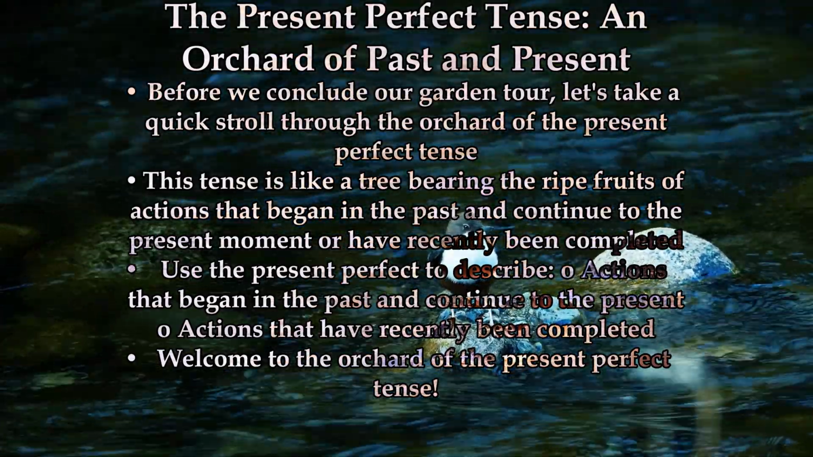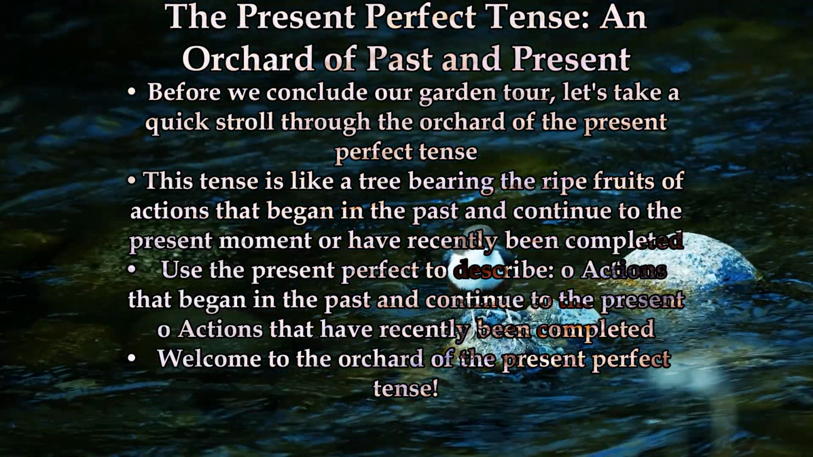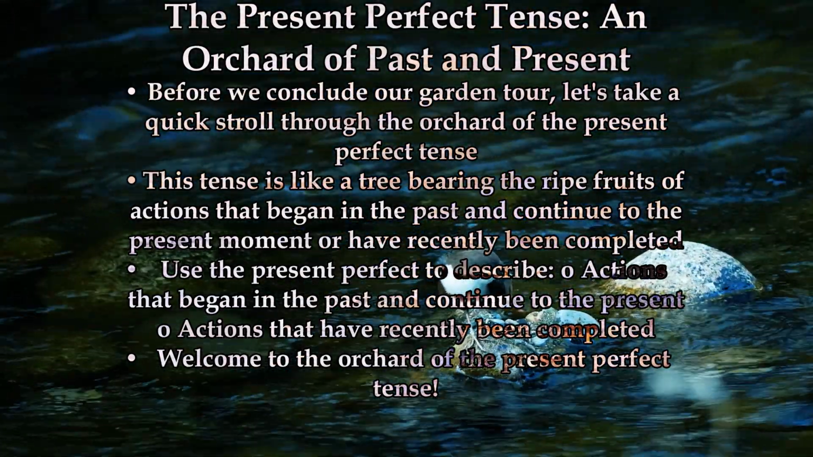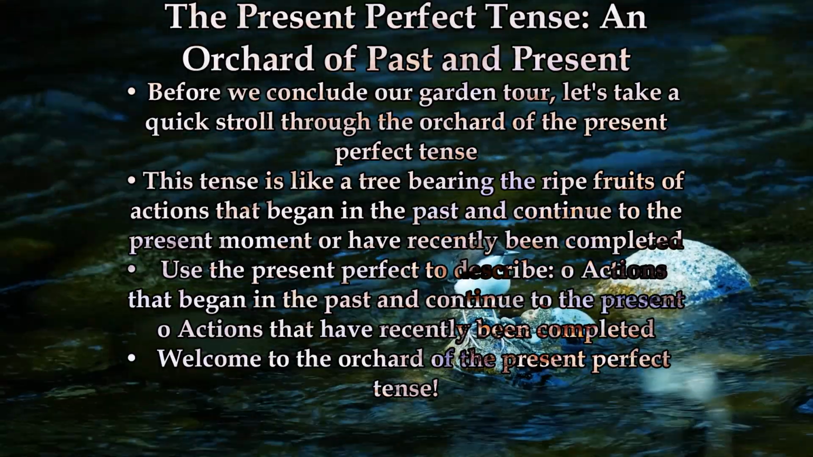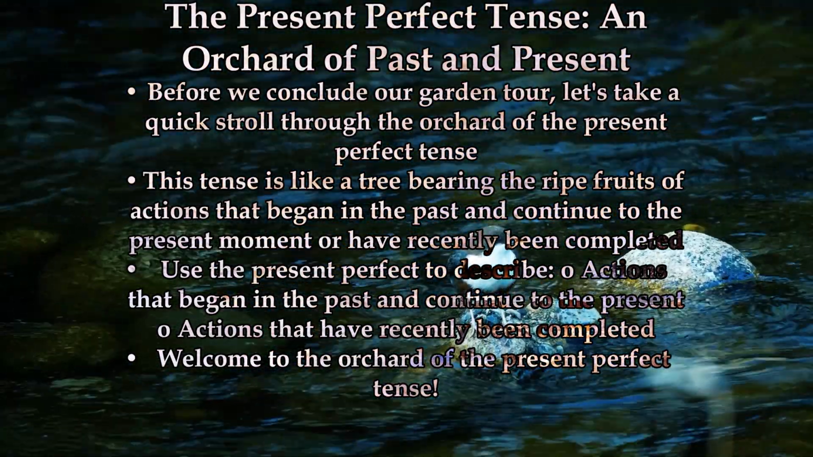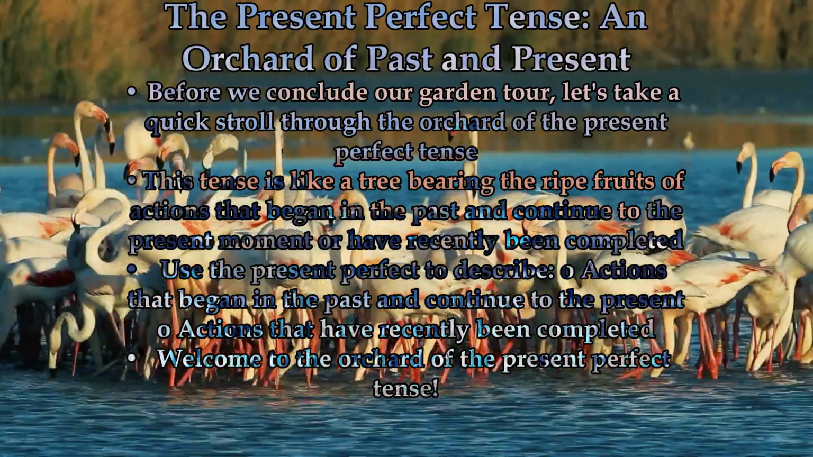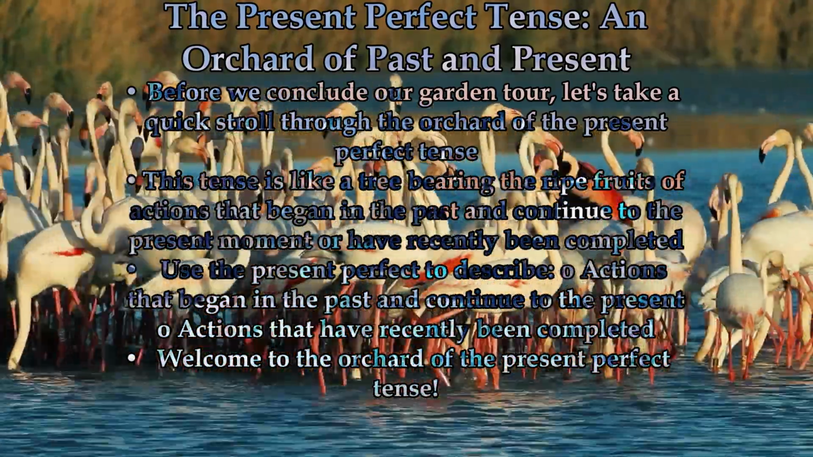Part 3. The present perfect tense. Harvesting the fruits of past and present. Before we conclude our garden tour, let's take a quick stroll through the orchard of the present perfect tense. This tense is like a tree bearing the ripe fruits of actions that began in the past and continue to the present moment or have recently been completed.